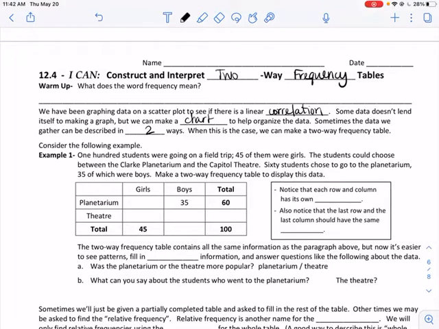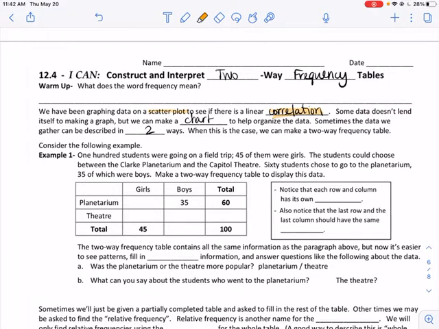Today, we are going to learn how to construct and interpret a two-way frequency table. We have already learned how to use a scatter plot to see if there's some sort of correlation. Sometimes there's a pattern between things, but we can't make a scatter plot about them.